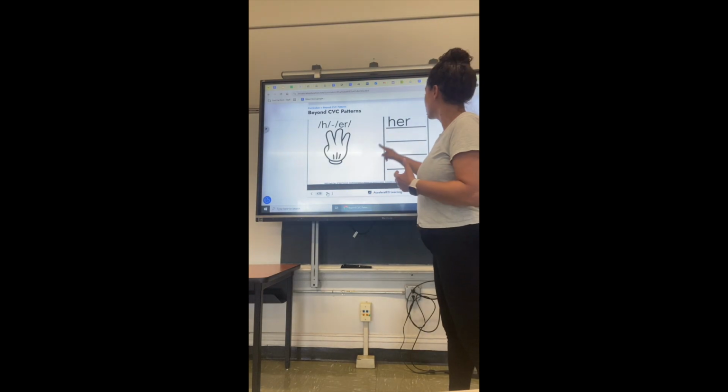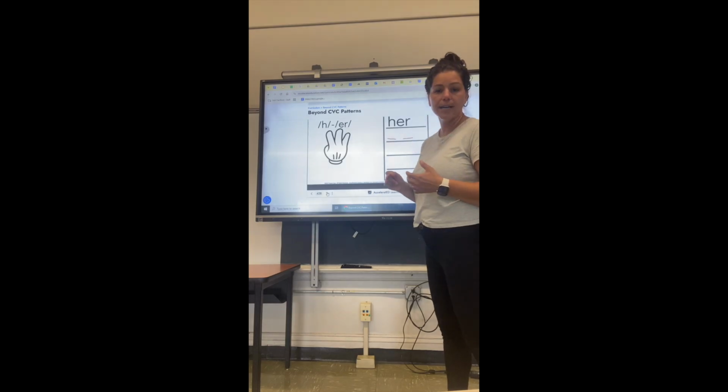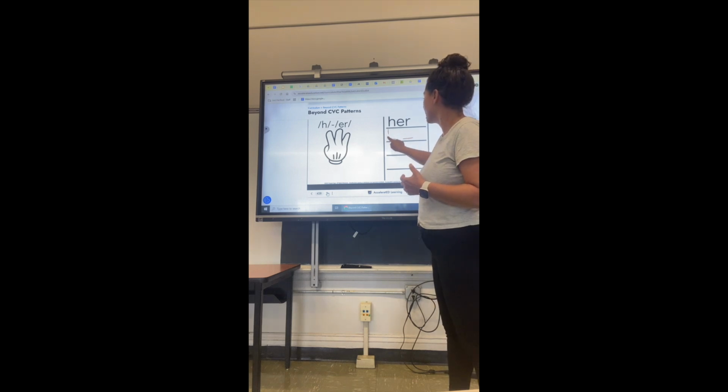For a scaffold, you can draw a line for each sound that they hear and have them write the letters that match those sounds on the line. So H says h, and then the ER says er.